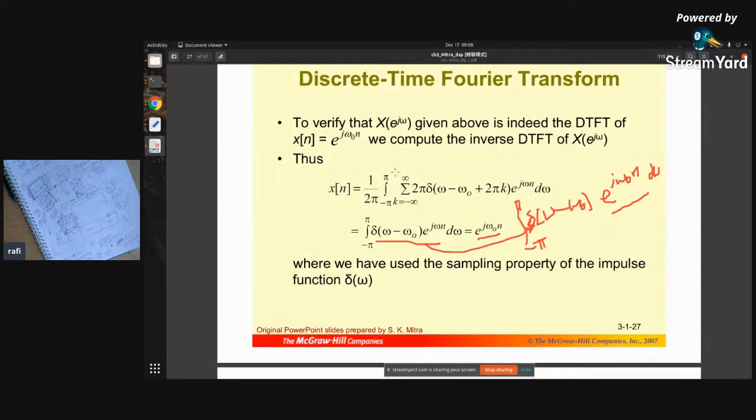He has written a general form, taking the entire spectrum, but from minus pi to pi you have only one delta of omega minus omega naught.